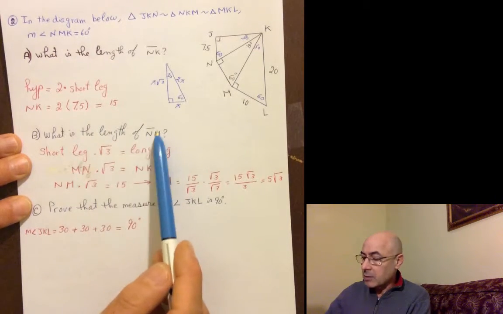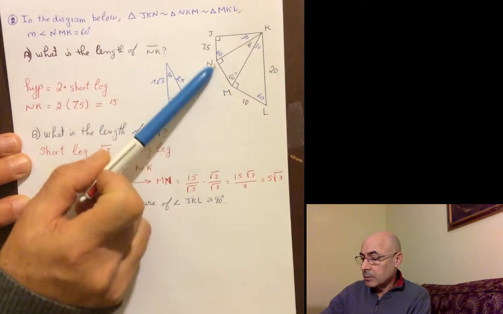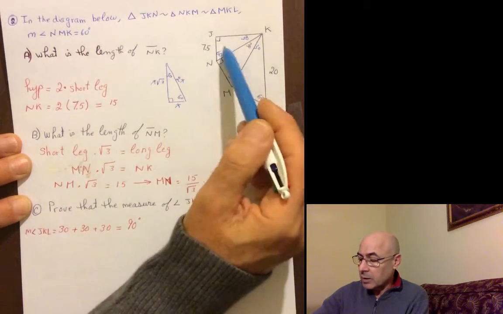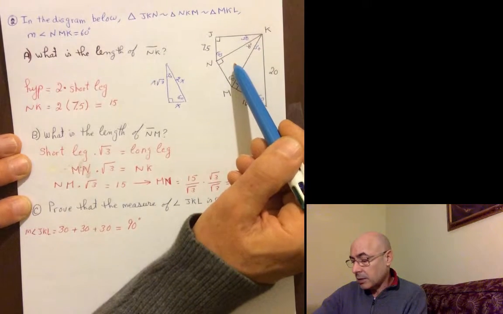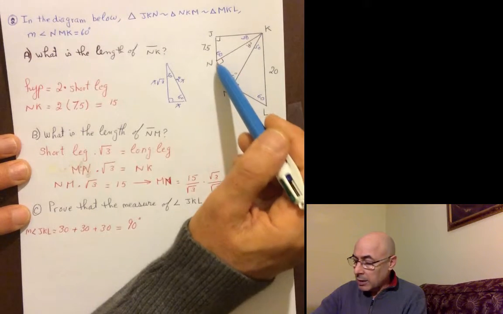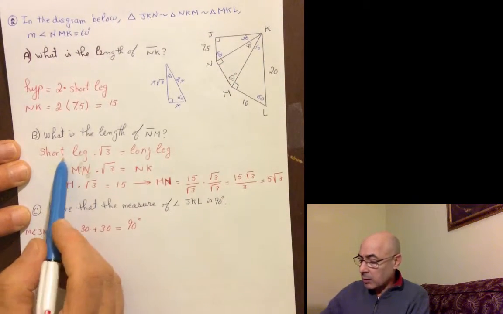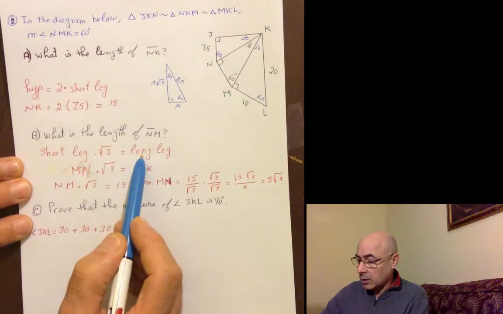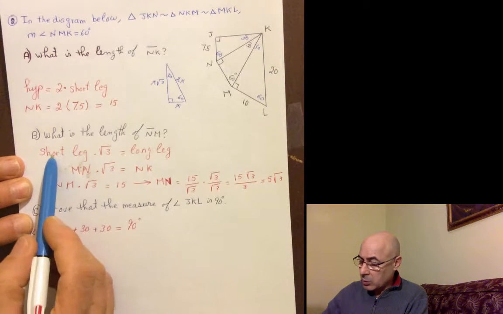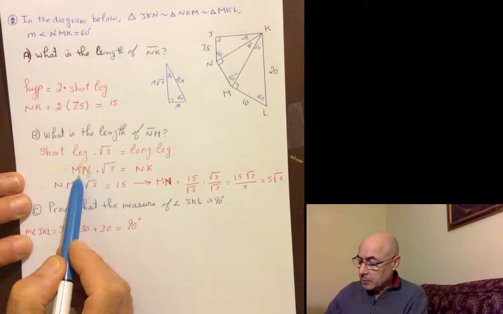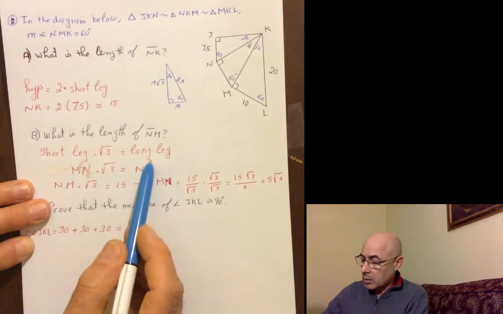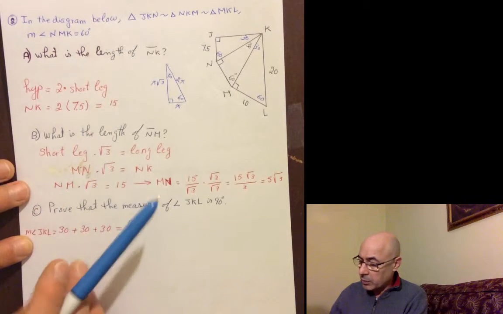What is the length of segment NM? By now I know this hypotenuse of the first triangle is 15, which is the long leg on the second triangle. So now I know the long leg, and I want to find NM, which is the short leg. We know that short leg multiplied by root 3 should give you the long leg. And the long leg, that is NK, and the short leg is MN. We want to find MN. So MN times square root of 3 equals the long leg, which we found before, equals 15.